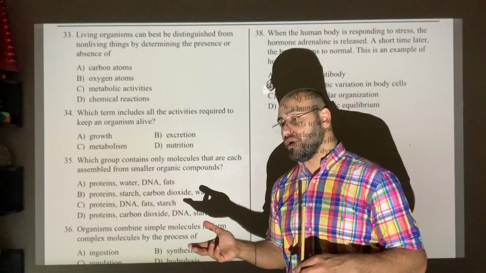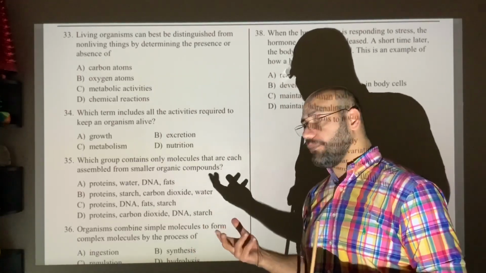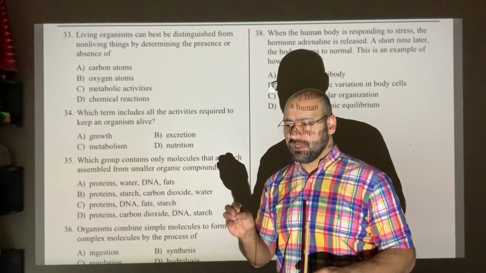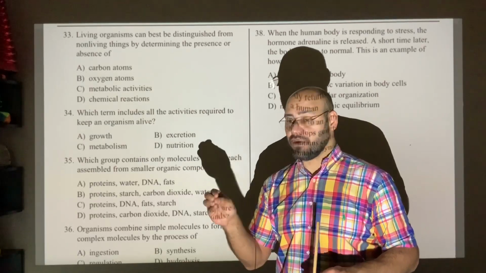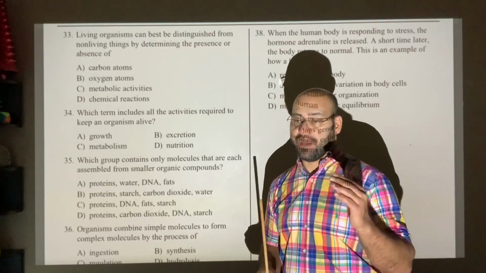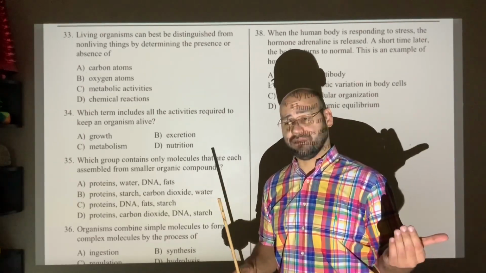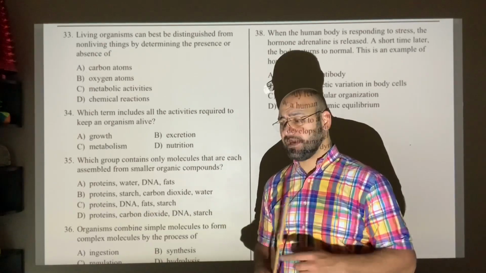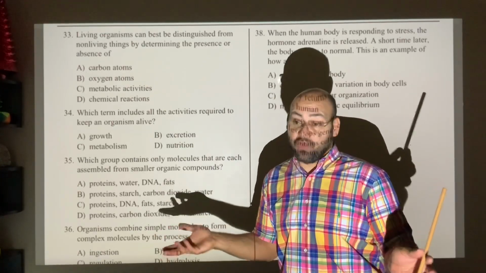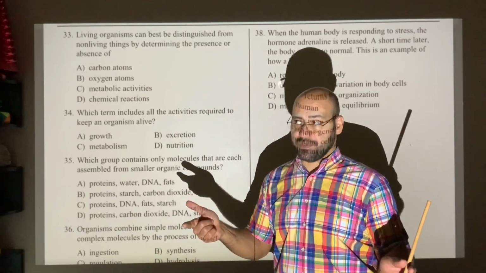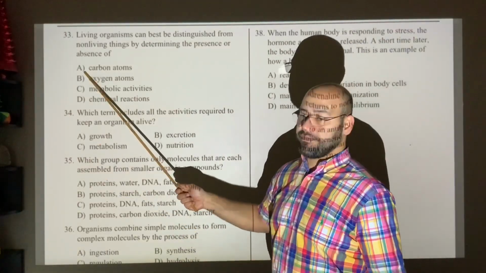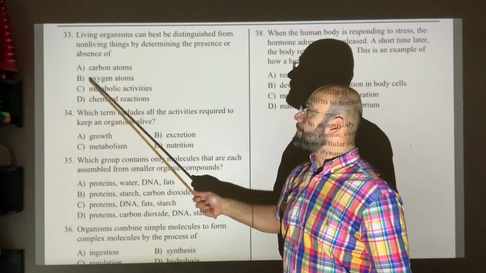So the point I'm trying to make here is that by looking for carbon and trying to use carbon to differentiate or distinguish a non-living thing from a living organism would be impossible because they both have it. You cannot tell by saying, well, this one has carbon, so it probably is living. You can't do that. So option A is incorrect. Carbon is everywhere.